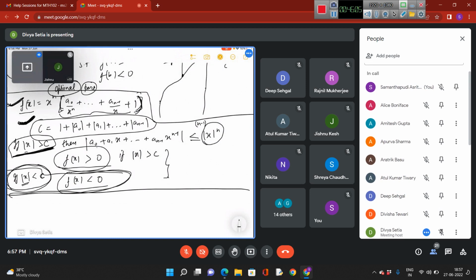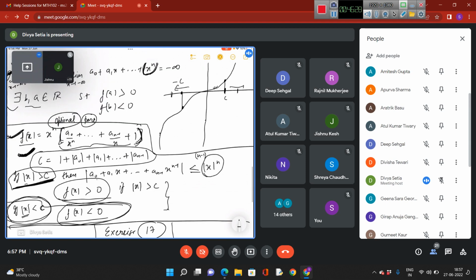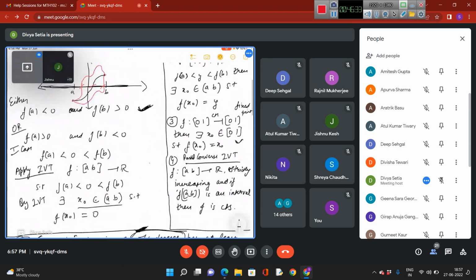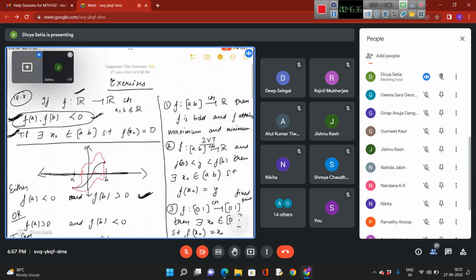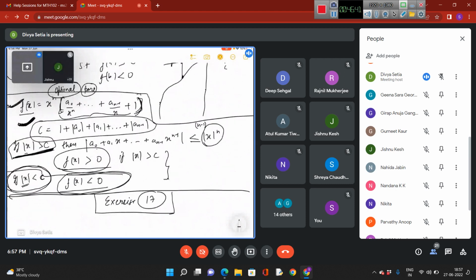Okay, so let's start with the problem set of exercise 17. Exercise 17s are really easy. Now we'll solve easy problems, because now you don't have to apply all these theorems, intermediate value or partial converse. You will just require the definition of continuity and algebra of continuous functions. The difficult part I've already done.